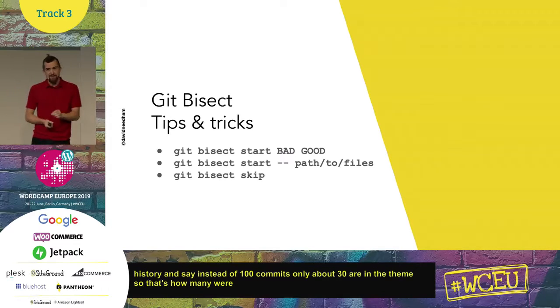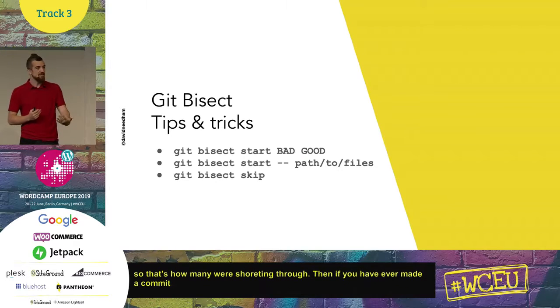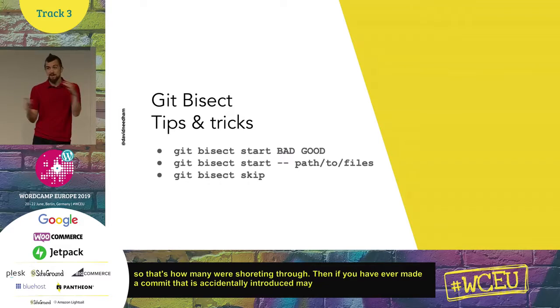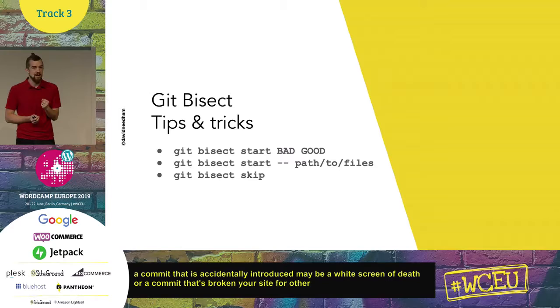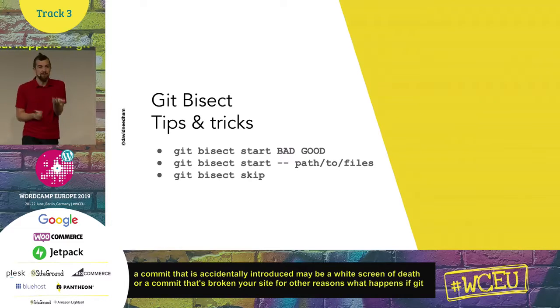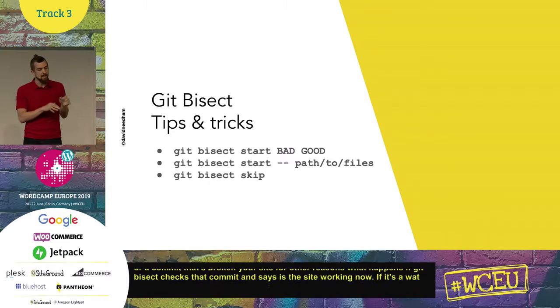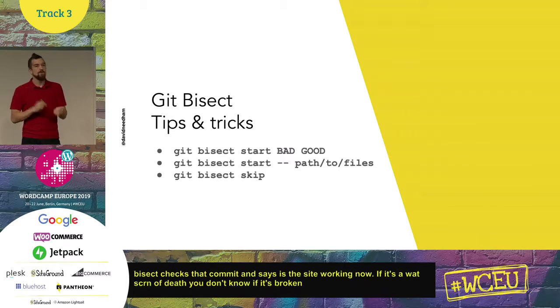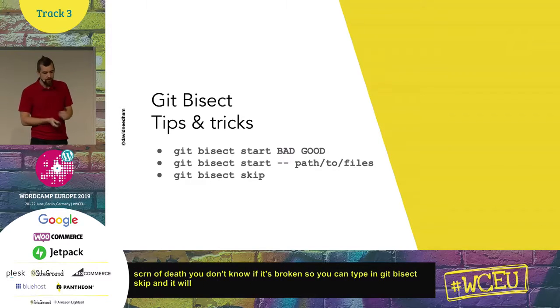And then if you've ever made a commit that has accidentally introduced maybe a white screen of death, if you've ever introduced a commit that has broken your site for other reasons, well, what happens if git bisect is going along and it checks out that commit and it says, hey, is the site working now? Well, if it's a white screen of death, if it's not working for other reasons, you don't know if it was broken. So you can type in git bisect skip, and it will pick a different revision, a different commit to pull from, so you can kind of continue on your way.